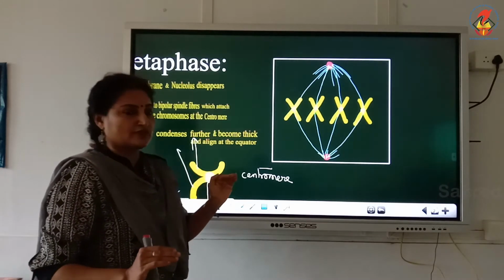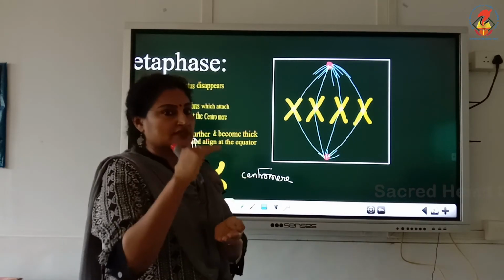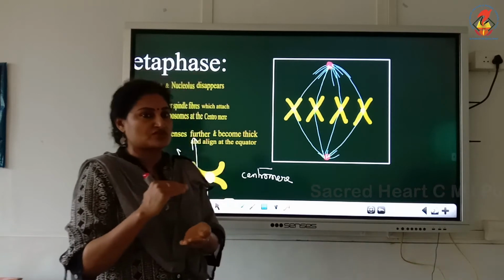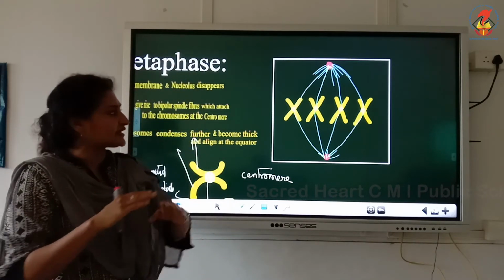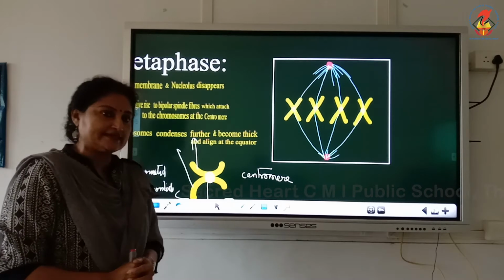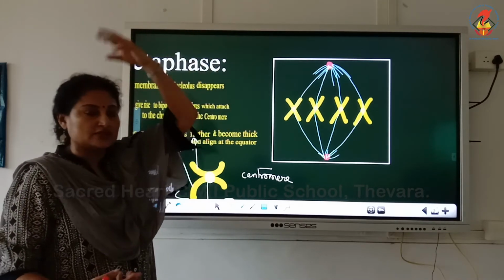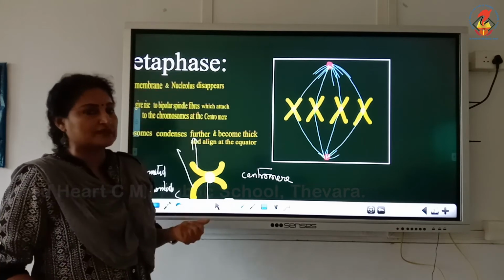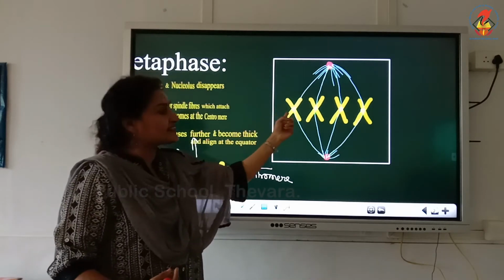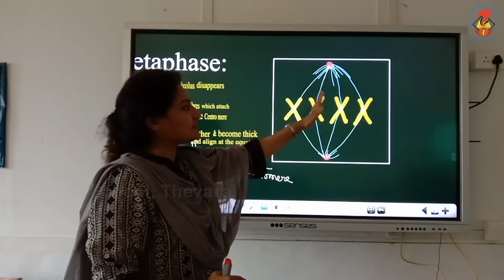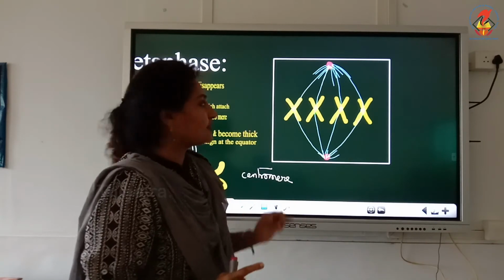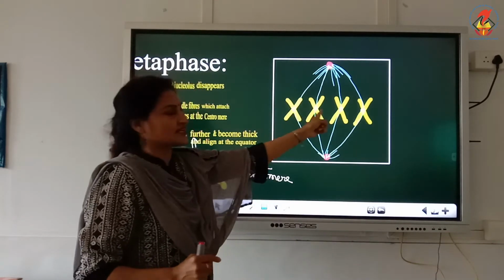Next, what very important event, the chromosomes further condense and become X-shaped structures like the metacentric chromosomes and align at the equatorial plate. Meanwhile, what happens? The centrioles at the two opposite poles give out spindle fibers, and these spindle fibers attach to the chromosomes. All the spindle fibers attach to the chromosomes. Where? Not at the arms, at the centromere. Clear?